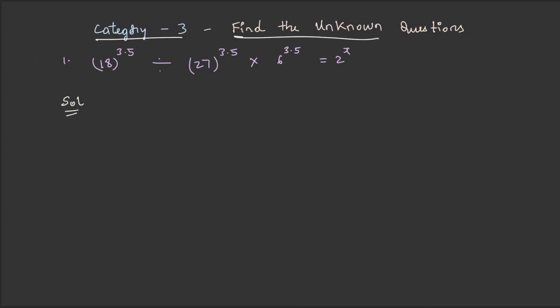Let's solve the category 3 questions in surds and indices. 18 power 3.5 divided by 27 power 3.5 into 6 power 3.5 is equal to 2 power x. We need to find the x.